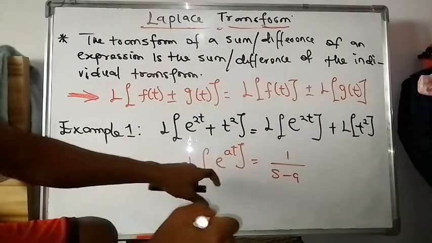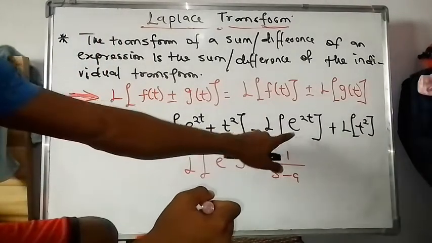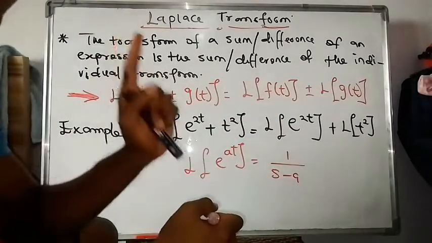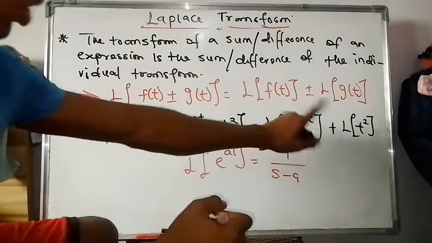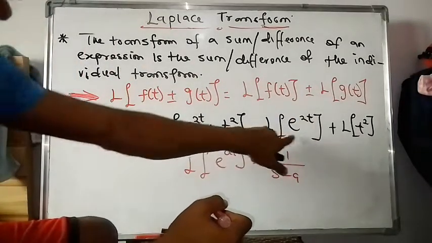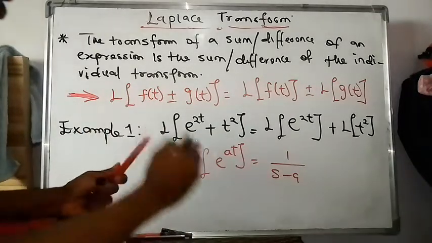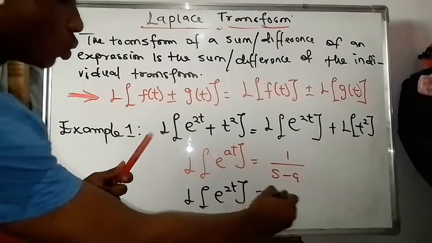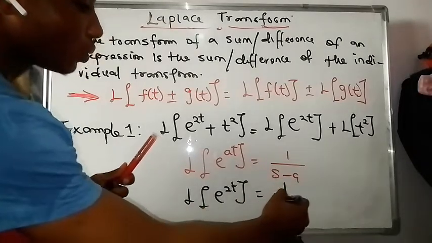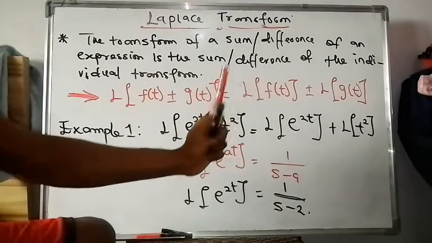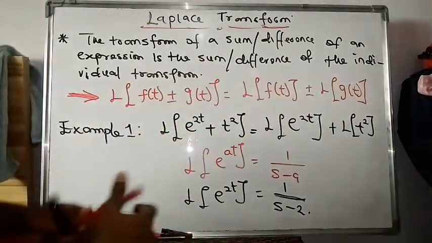So now we are going to be making use of this theorem to solve this, because if you compare these together, they are actually the same form. This is exponential at where a is a constant, right? So now we are having exponential 2t right here. So the Laplace of exponential 2t is equal to what? 1 divided by s minus 2, right? So we have gotten the Laplace of this, plus Laplace of t squared, right?